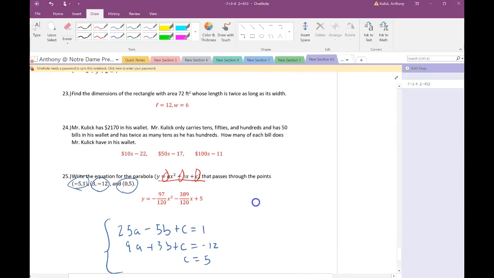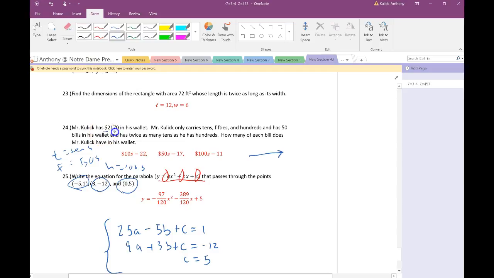Which one's 24? I'll just kind of do the setup for it. I won't actually solve it because the solving part's usually trivial, right? Once you're able to solve a system, which is clearly what this problem is, it's no big deal. So I'm going to use T for 10s, F for 50s, and H for 100s.